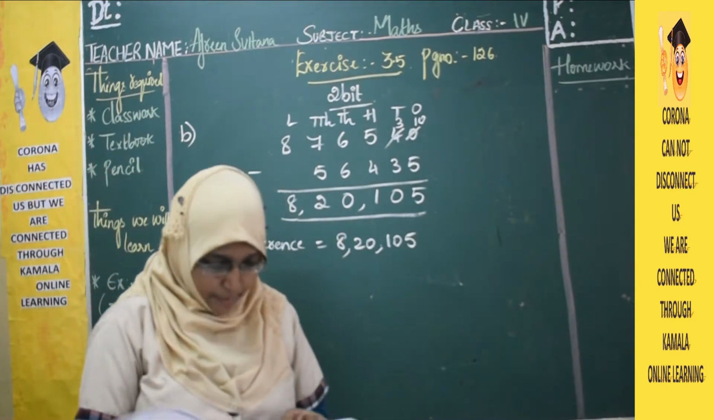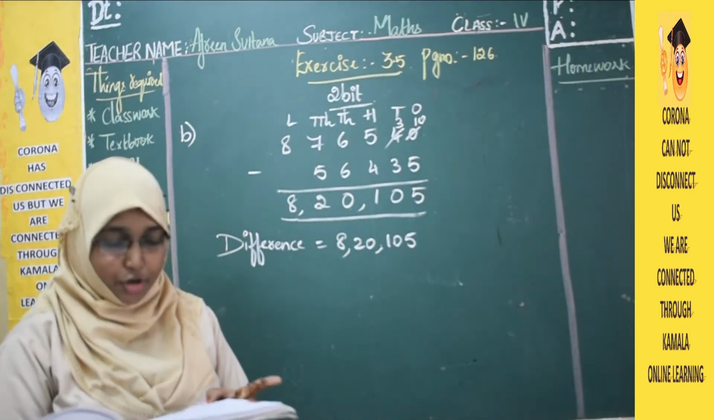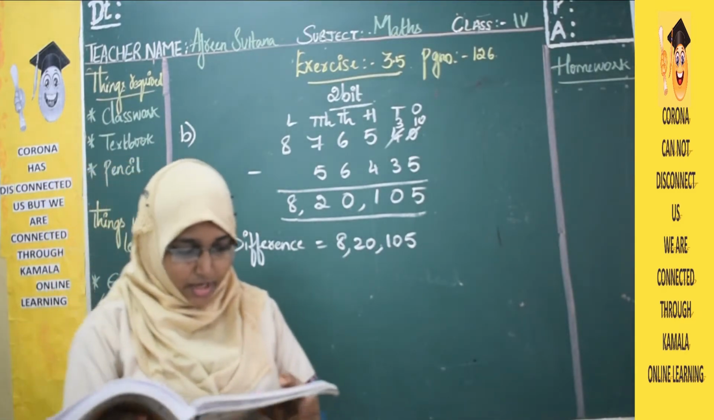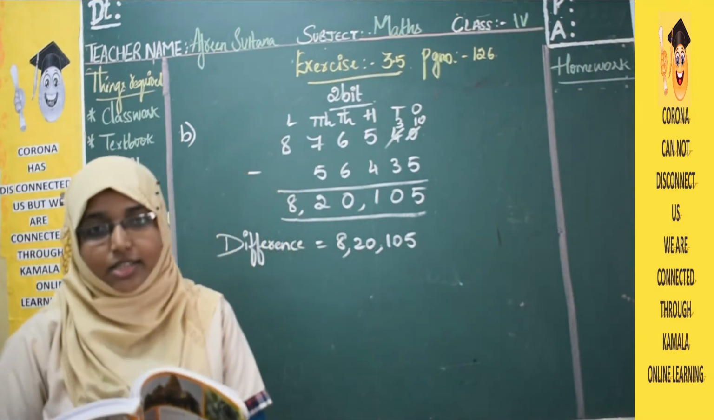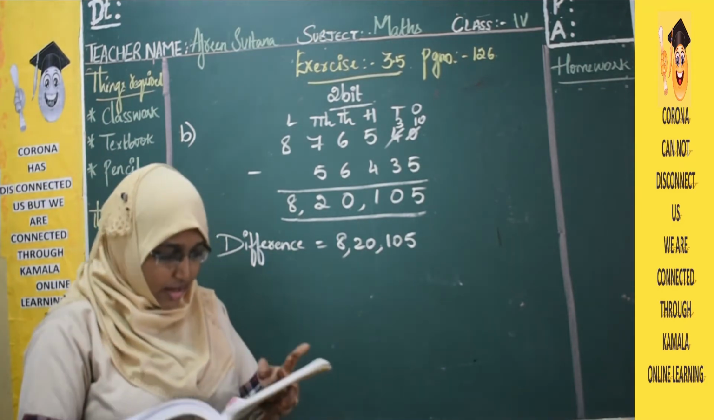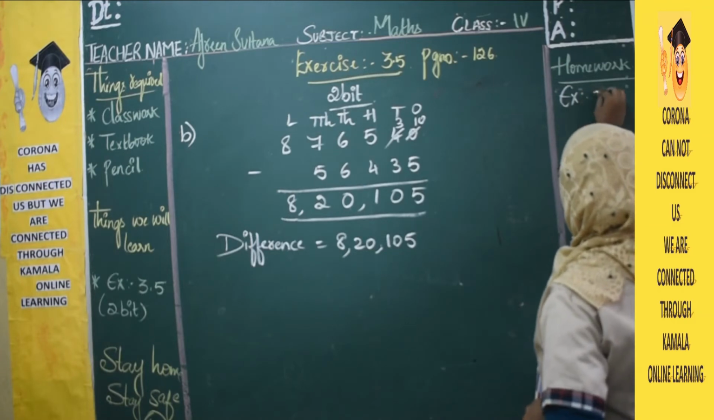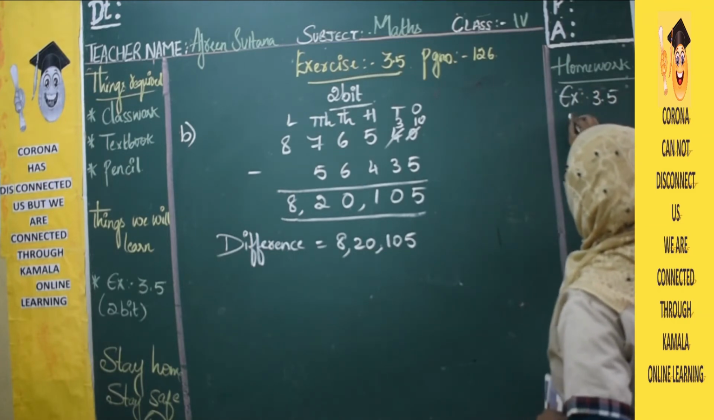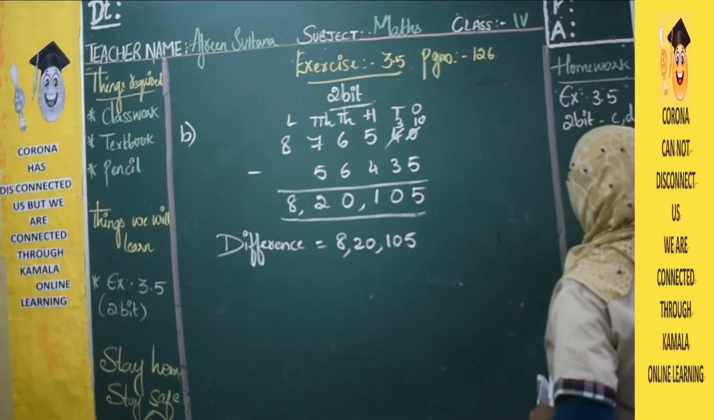Okay. So the same pattern. See, C is also similar to A, D is similar to B. Again, E is similar to A, F is similar to B. Only the numbers have been changed. The pattern is the same. So by following the same pattern, you can complete your C and D. We take your homework as exercise 3.5, second bit, C and D. Okay.